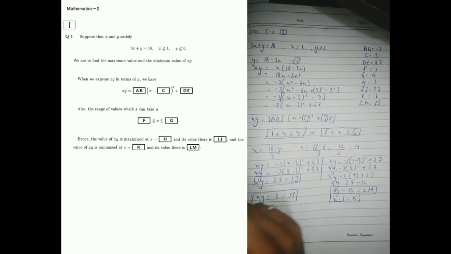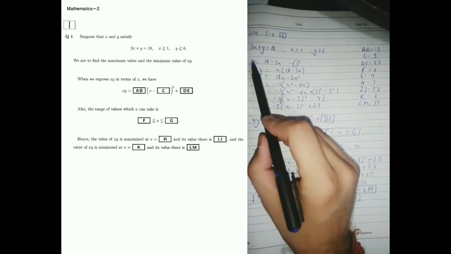So as you all can see, the question is, suppose that x and y satisfy this equation. The equation is 3x plus y is equal to 18 where x is greater than or equal to 1, y is greater than or equal to 0. So we'll find xy. We have to find the maximum and minimum value of xy.